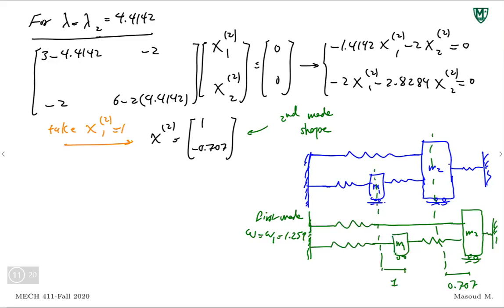The second mode, similar to this, but in this case, if this one moves 1 unit, the other one moves minus 0.707. So keep in mind, this ratio should always be the same. If this one moves 0.5, the other one should move 0.707 divided by 2. If minus 1 unit to the left, the other one should move minus 0.707. So at any given moment, remember, it's a function of time. They're oscillating. At any given moment, they should keep that ratio. If the system is oscillating in the first mode, they keep the first mode ratio. If in the second mode, they keep the ratio of the second mode.